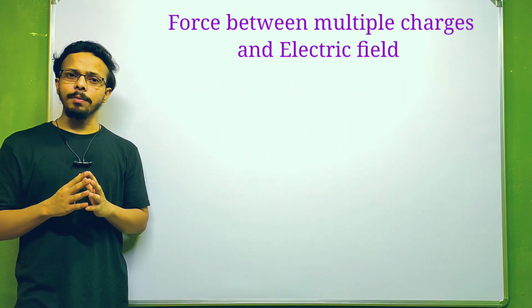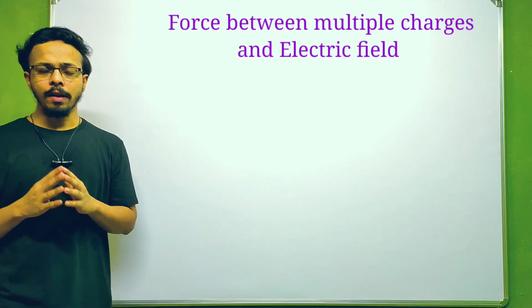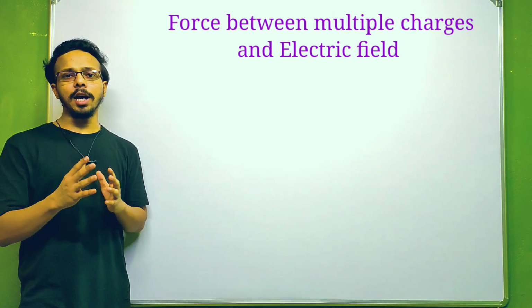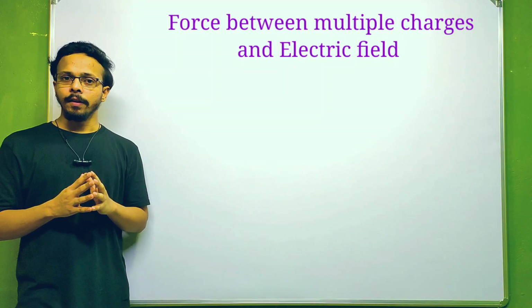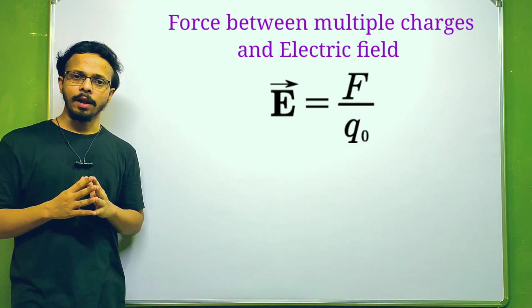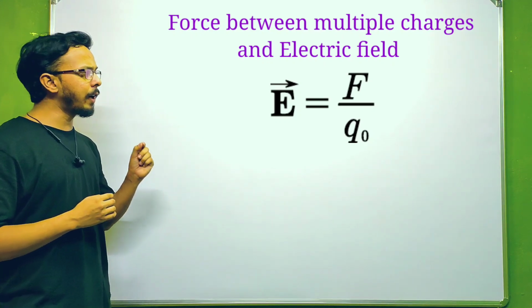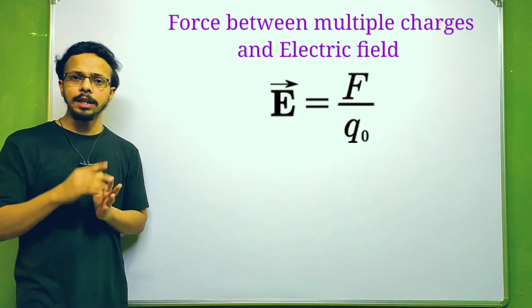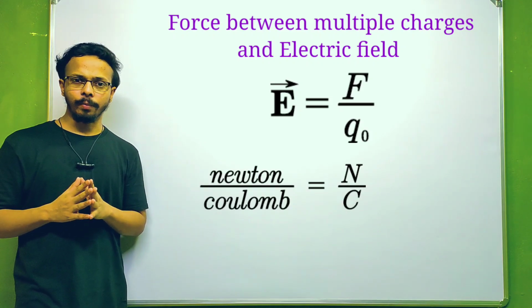And we also discussed what is electric field. That is the region surrounding a charge in which another charge experiences a force. That is, electric field is force per unit charge. And as the electric field is force per unit charge, the SI unit of electric field is Newton per Coulomb.